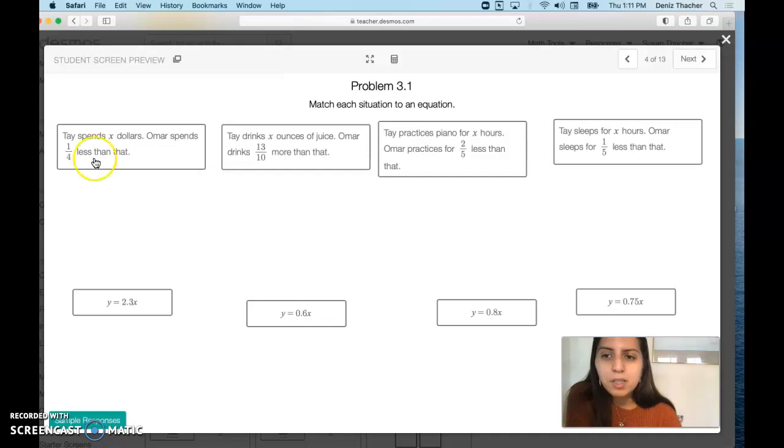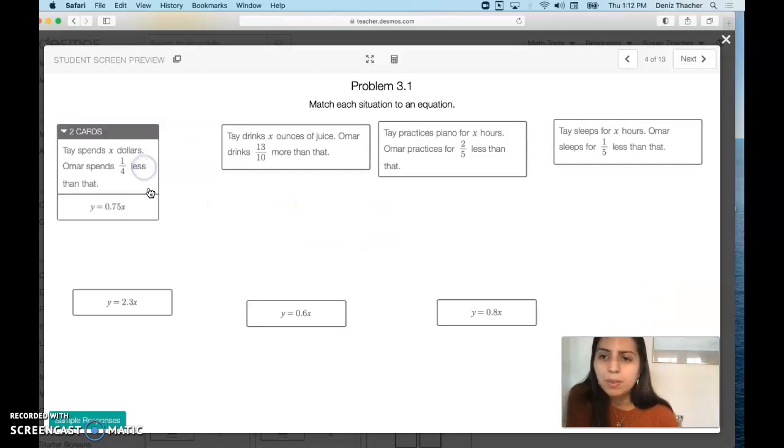Because Omar spends less than that, I'm going to subtract 0.25 from 1, and the 1 is representing 100%. So if I do 1 minus 0.25, I get 0.75. If I take a look at my equations down here, I can see that this equation would represent this situation.